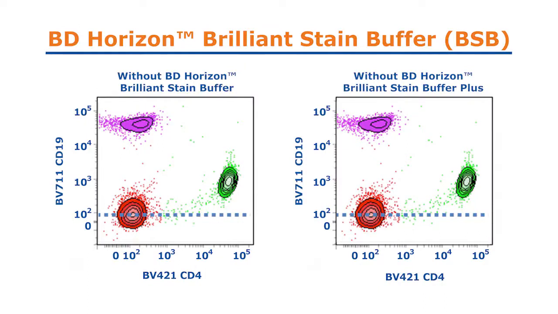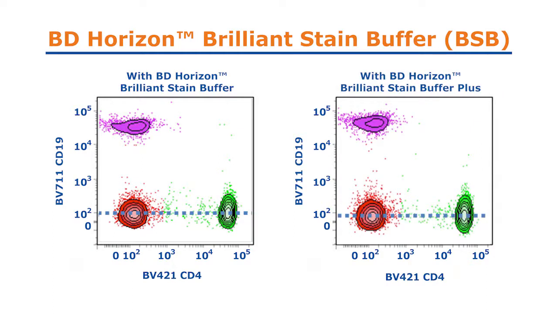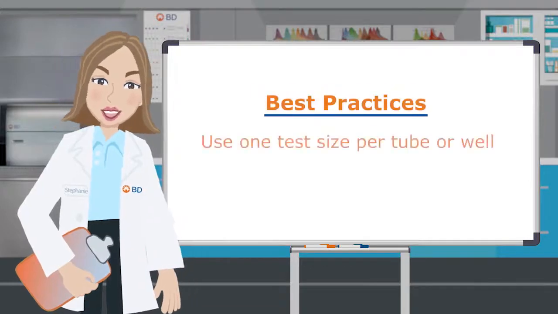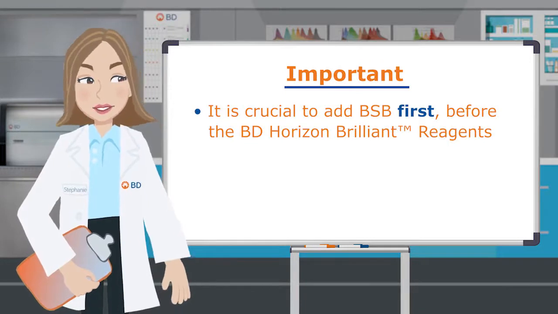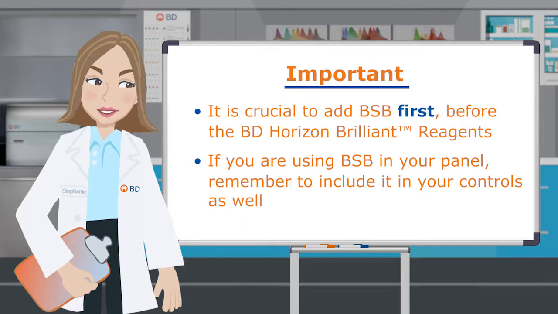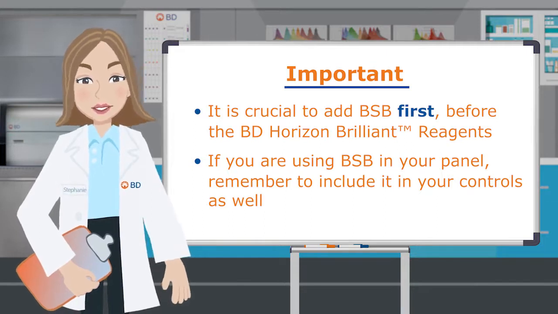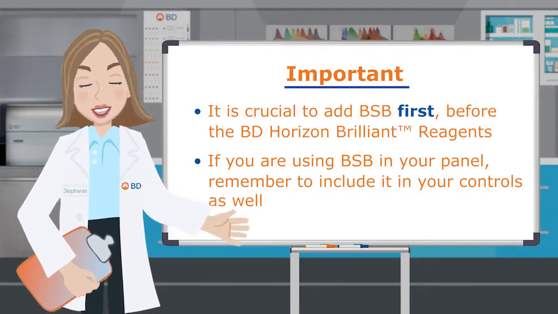Lastly, when the use of BD Horizon Brilliant Stain Buffer is recommended, BSB and BSB Plus are staining buffers designed to mitigate the dye-dye interaction that occurs between polymer dye reagents, such as the BD Horizon Brilliant reagents. Best practice is to use 1 test size per tube or well. It is crucial to add BSB first, before the Brilliant reagents. If you're using BSB in your panel, remember to include it in your controls as well. It is best practice to treat your controls the same as the panel.